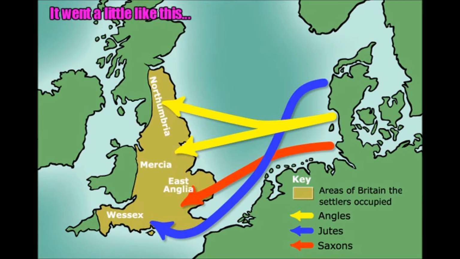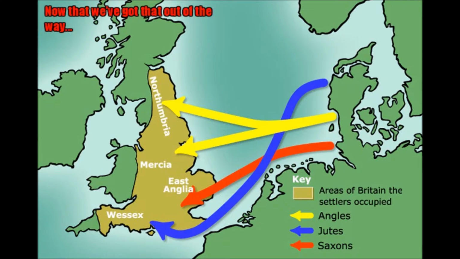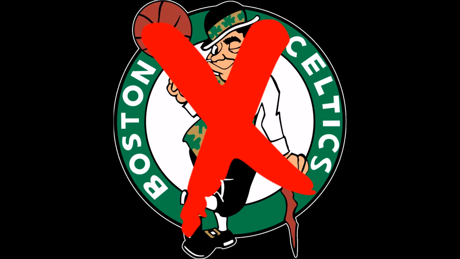It all started with the Angles, the Saxons, and the Jutes. For clarification, I'm not referring to geometric angles, saxophones, or Jews. The Angles, Saxons, and Jutes were Germanic tribes who invaded Britain during the 5th century AD. As the tribes invaded, they encountered the Celts, who had been living in Britain for thousands of years. For clarification, I am not referring to the Boston Celtics.